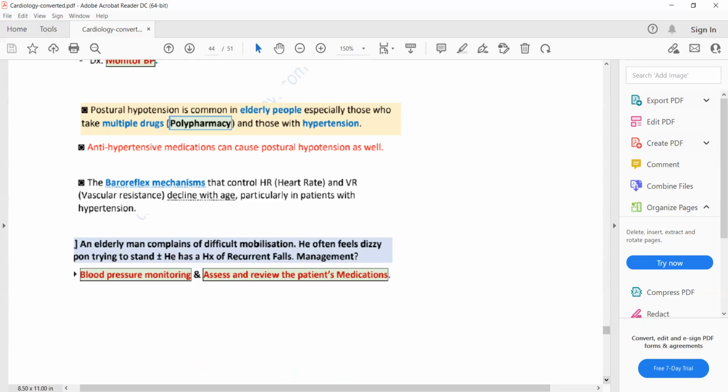But in older people, this system is also old, so the efficiency of this system is decreased. So that's why elderly people develop postural hypotension. Okay, thank you.